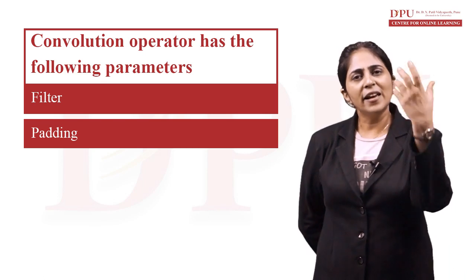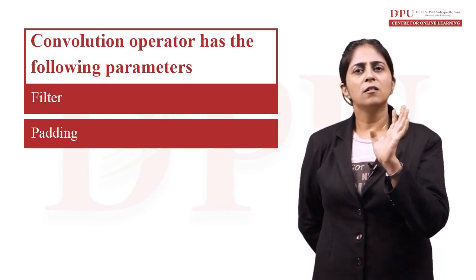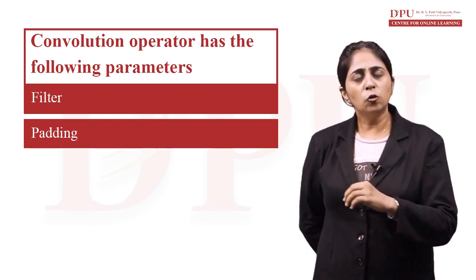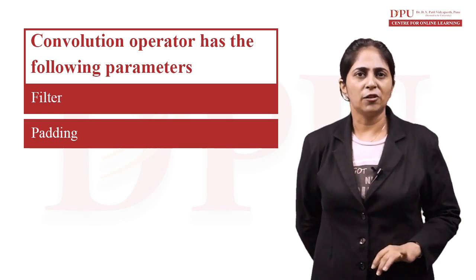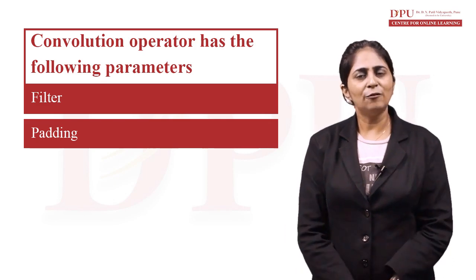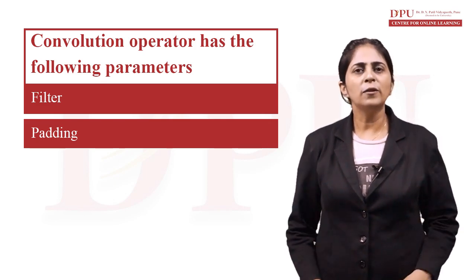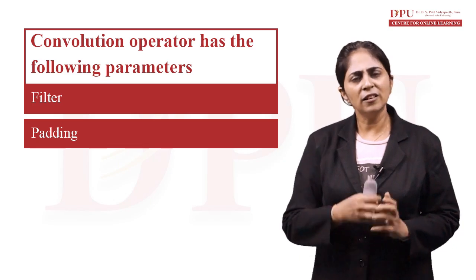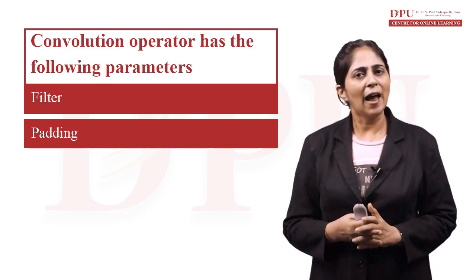We add some extra zeros to make padding into the image. If the padding is 1 by 1, then we can add 1 zero in every direction. If it is 2 by 2, we can add 2 zeros in every direction, and so on, it will keep on happening.